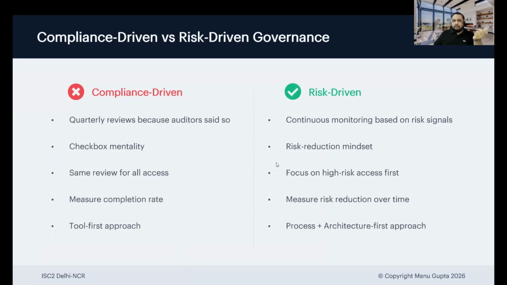And then there's a deeper problem, right? IGA programs are more compliance driven. They are less risk driven. The typical motivation for implementing identity governance is an audit finding or a regulatory requirement, which is why we saw a huge influx of these engagements post COVID, because everybody was asked to work from home, and there were strong requirements around that we need to do quarterly access review because the auditor said so. So what happens, right?